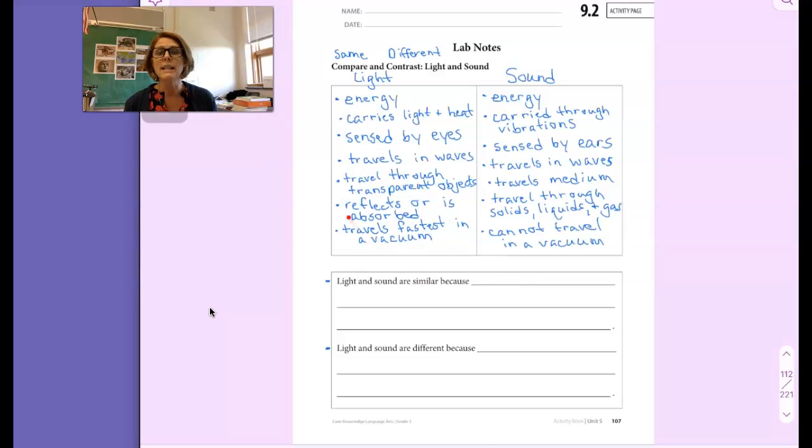So we did the hard work now. Now you're just going to look at this information and finish these sentences at the bottom. I can't wait to see what you come up with. Maybe some of you are going to circle all of the things that they have in common so it's easier for you to see. I don't know how you're going to do it.